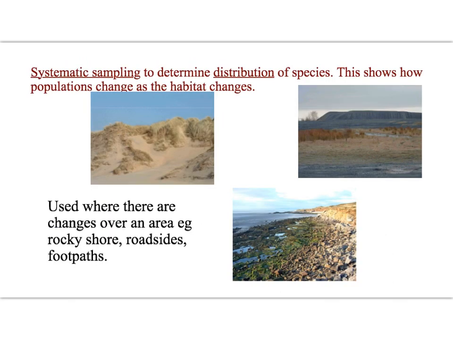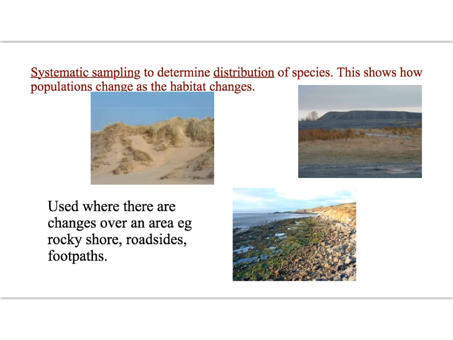Another type of sampling that's not random sampling is systematic sampling. This can be used to determine the distribution of species. But it's important you know when to use systematic sampling and when to use random sampling. Systematic sampling can show how population changes as the habitat changes. So for example, going from the sea across a sand dune, it's going from where it could be really salty near the sea to where the water or the soil gets less and less salty as you go away from the sea. So that's showing how the habitat changes, and how that could affect the population.